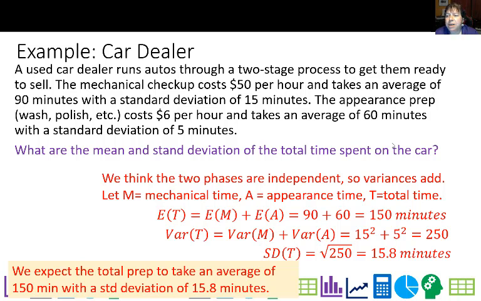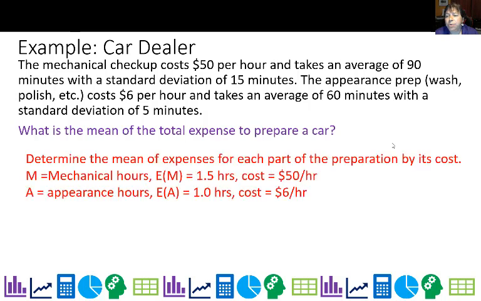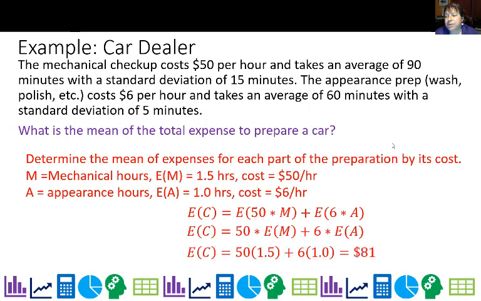Now, what is the mean of the total expense to prepare a car? So in this one, we have some multipliers, right? So my expected value for hours is 1.5 hours. My cost is $50 per hour, right? So my expected value should be pretty easy. So I'm going to do 50 times the hours. Now make sure you do hours. And 6 times the hours for appearance. And I can just do this, right? So I get $81 as the expected expense, all right?